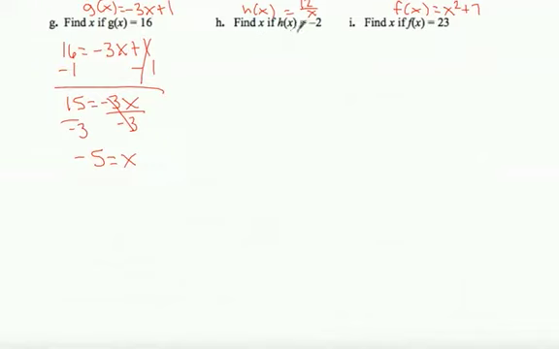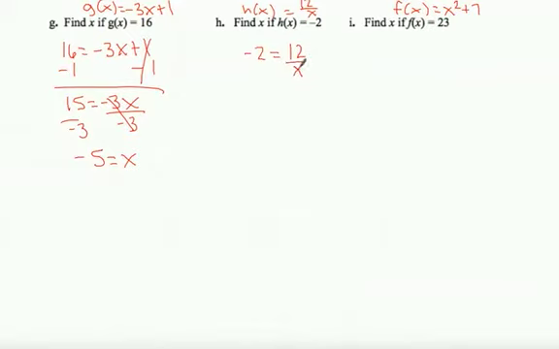I'm going to do h very similarly to how I did g. So it asked me to find x if h of x equals negative 2. So what that means is I'm going to go to h of x, and where I see h of x, I'm going to replace it with negative 2. So I'm going to have negative 2 equals 12 divided by x.